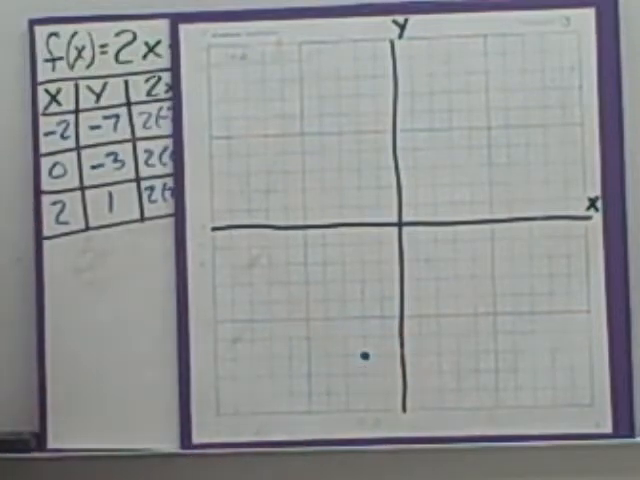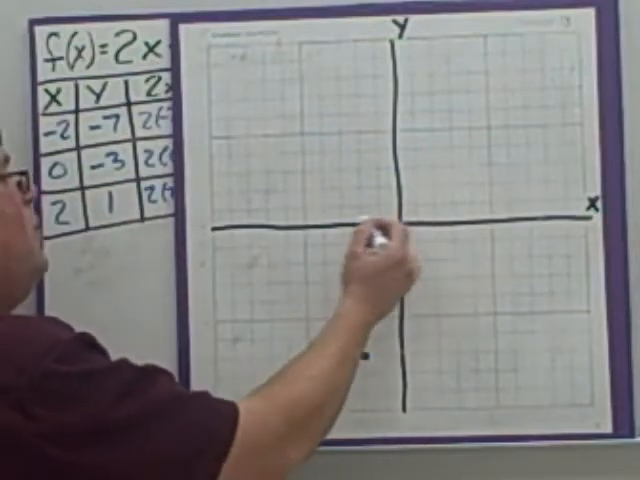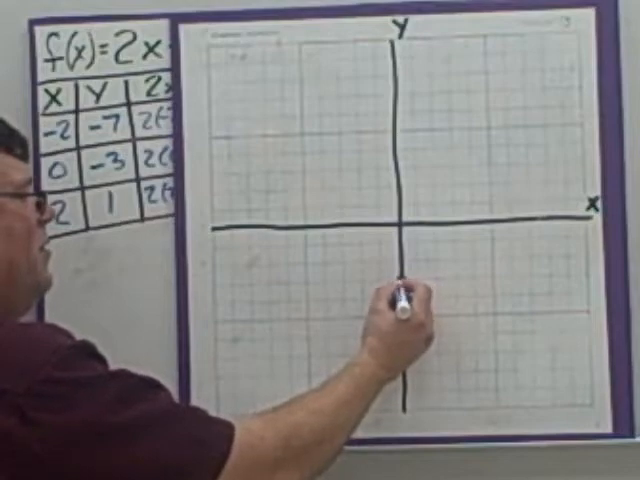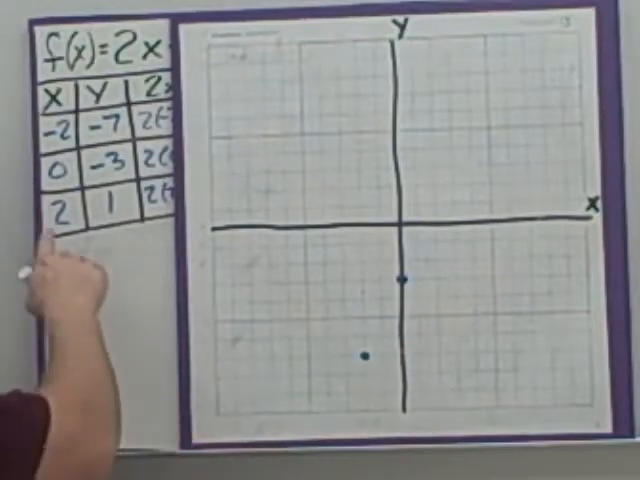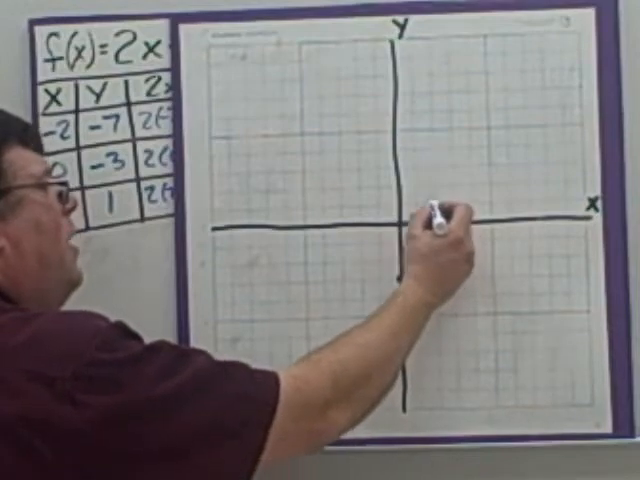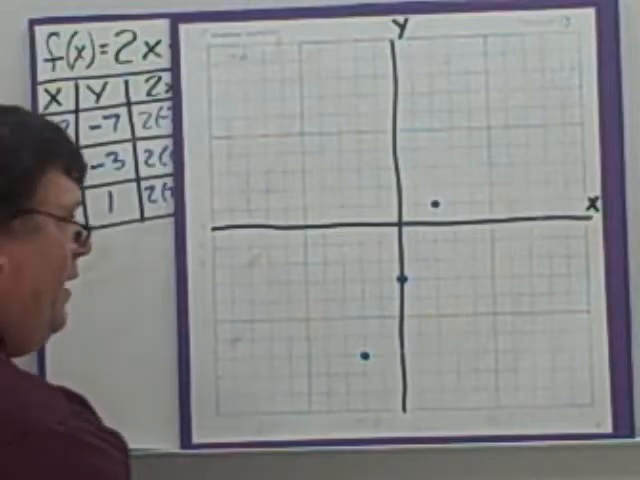There's my first point. My next point is at 0, negative 3. 0 means I'm not moving left or right at all, but I'm going straight down 3. 2 and 1 means I'm going over to the right 2, up 1, and there is my line.